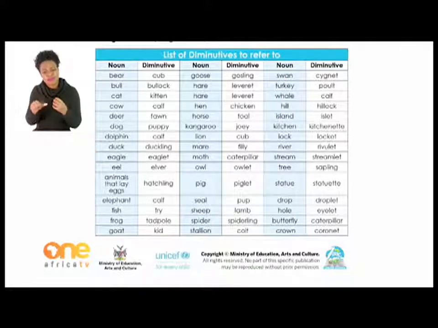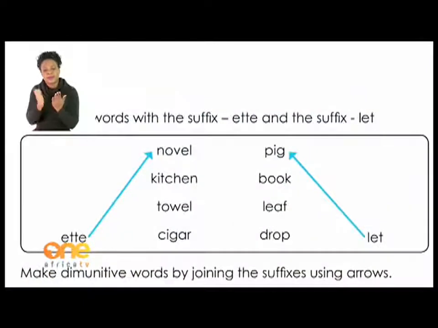Let's turn to page 4. Right, on page 4, diminutive words with the suffix et and the suffix let, L-E-T. An example there for novel is novelette, kitchen, kitchenette, towel, towelette, cigar, cigarette. And then on the other side, we have pig, piglet, book, booklet, leaf, leaflet. And lastly, droplet.